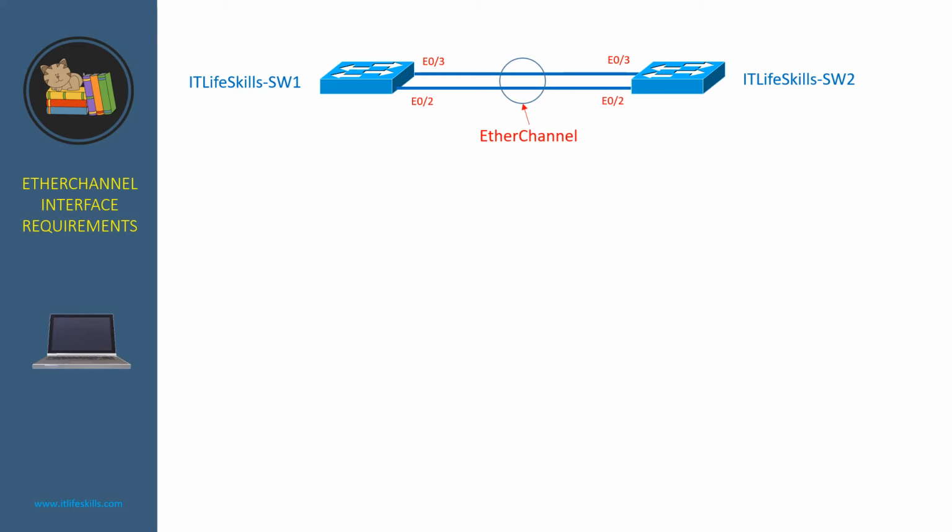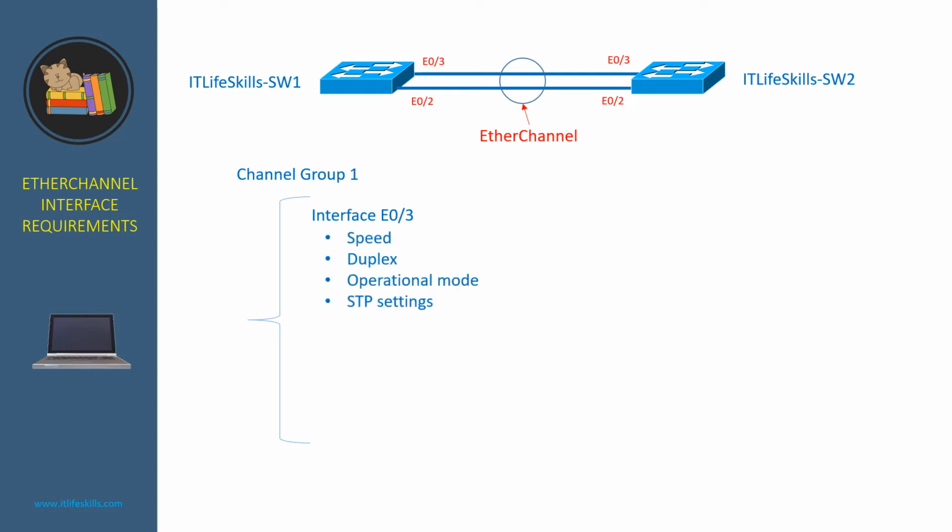First, we create channel group 1 on IT Life Skill Switch 1. Then we add the first interface E03 into the group. The speed, duplex, operational mode, and STP settings of the interface E03 will be used to validate any interfaces added into the channel group later on.